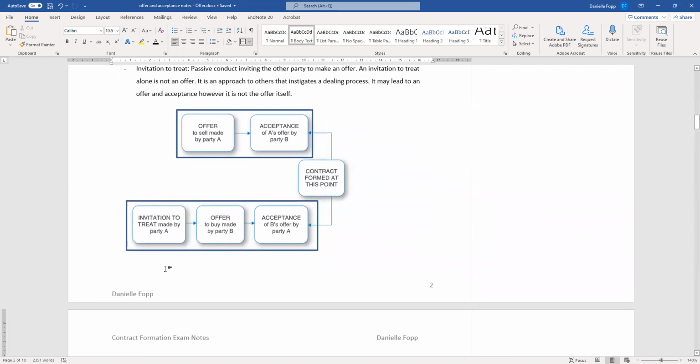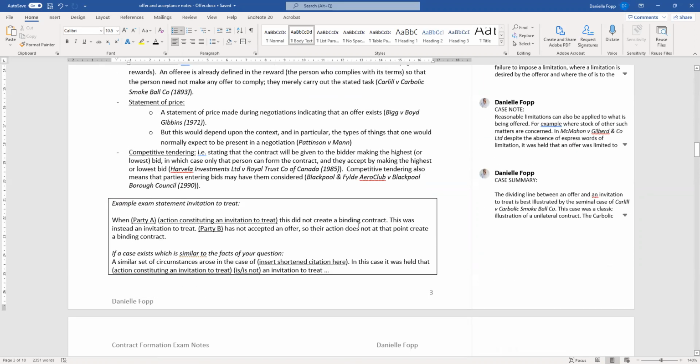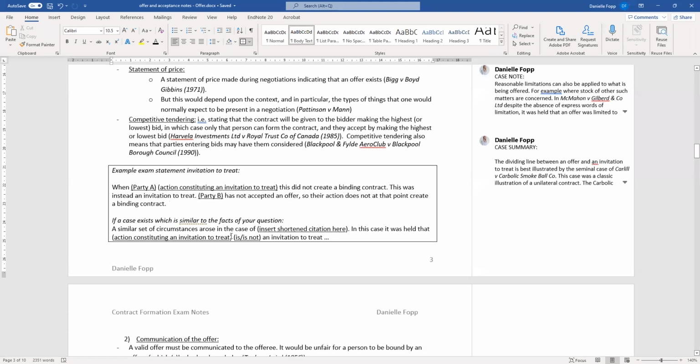And again, we use this. However, I see a lot of students getting a bit stressed in exams. By having this sort of statement ready to go where you just put the parties in, you're saving yourself a lot of stress on the day. And then I've got a note, well, if a case exists which is similar to the facts of your question, there's a high chance your lecturer will use a case that you have studied in a tutorial as the basis for the exam question.